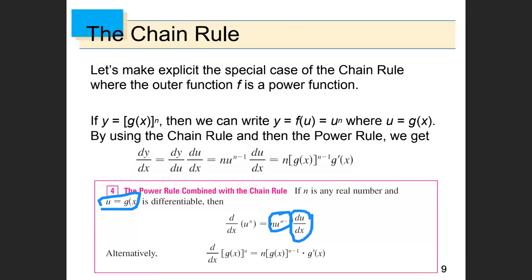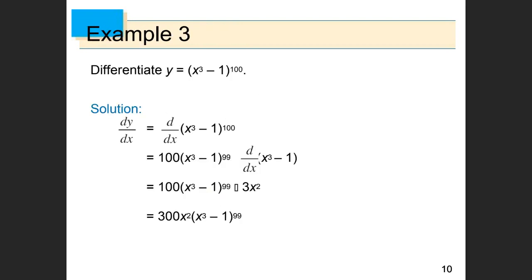Alternatively, if you have g of x to the power n, so any function raised to the power n, you apply the power rule, which is n times g of x to the power n minus 1, multiply that by the derivative of this inner function, which is g of x, and there we go, you have your chain rule.